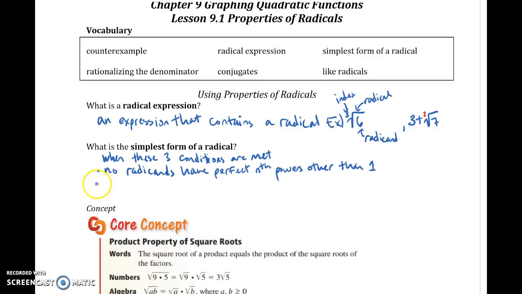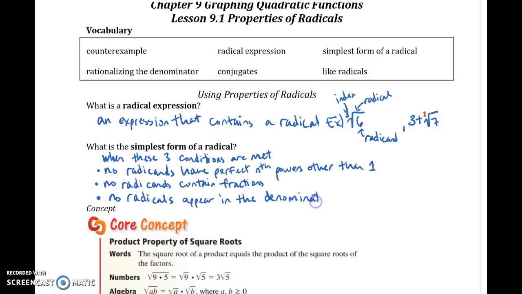Okay, no radicands contain fractions. So remember, that's the number inside the radical, no fractions. And then no radicals appear in the denominator of a fraction. So you're not going to see that little house, that little radical sign in the denominator.